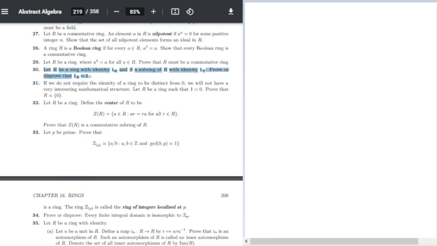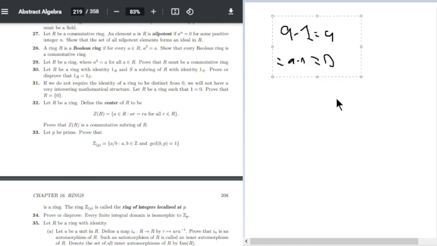That is weird though. We do not require the identity either to be distinct from 0. Yeah, this just comes from the fact that if 1 equals 0, then A times 1 equals A, is equal to A times 0 is equal to 0. So every element is equal to 0. It's very boring.